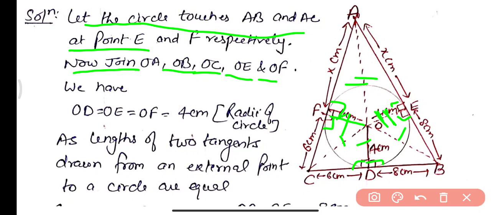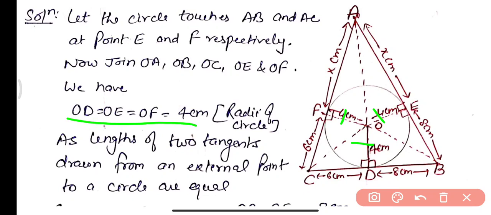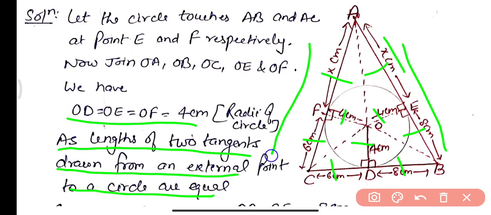So also join OA, OB and OC. Now we have OD equals OE equals OF equals 4 cm, that is the radius of the circle. Now, as the lengths of tangents drawn from an external point to the circle are equal, BE will be equal to BD, that is 8 cm. Similarly, CD will be equal to CF, equal to 6 cm. And let us assume that AE equals AF equals x cm. If we find x, then we can find side AB and similarly side AC.